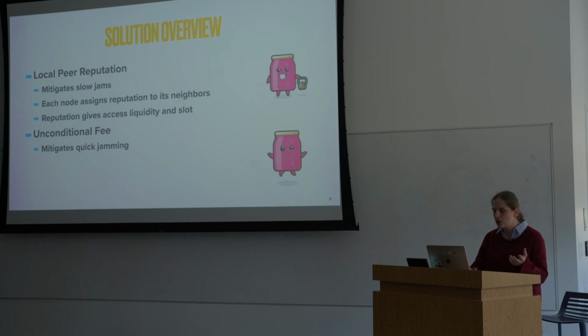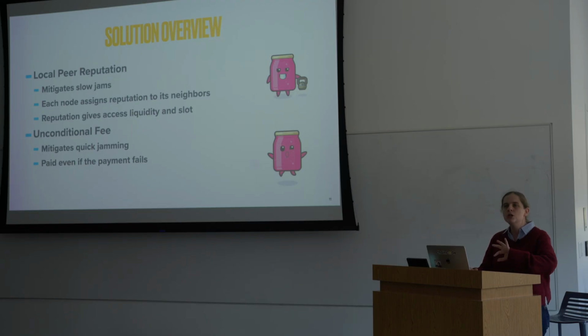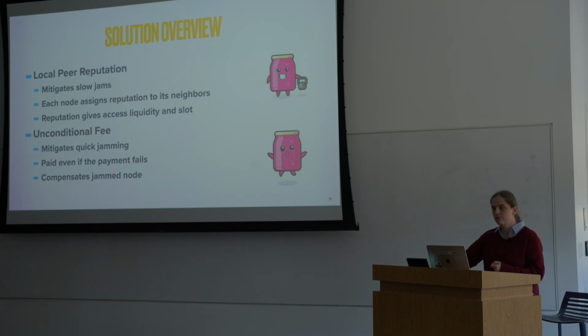On the other hand, we also have unconditional fees. This is for the quick jamming. You pay even if the payment fails, okay? So you send a payment, and you send a very, very small fee, about 2% of the fee you are expecting to pay. These are the numbers that we're looking at. It doesn't really change much of the experience, but it does compensate the jammed nodes. If somebody's trying to do a quick jamming attack, they have to pay me, and with time, this can accumulate to something pretty nice.